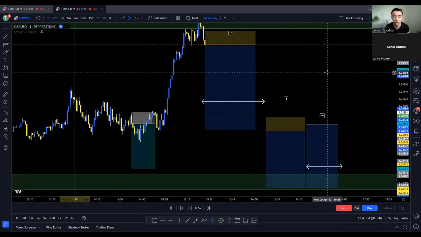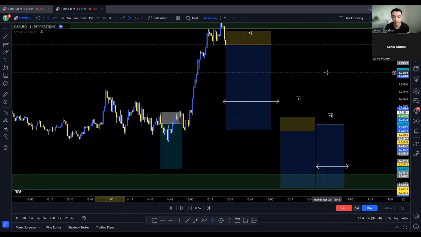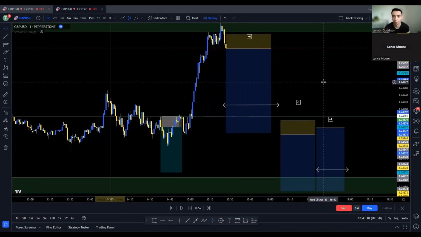Because the standard way of doing it is to just take the last 1 minute candle or the last 2 minute candle, put your stop loss above there, and then your 4 to 1 and your 6 to 1 is kind of dynamic depending on where your stop loss is.